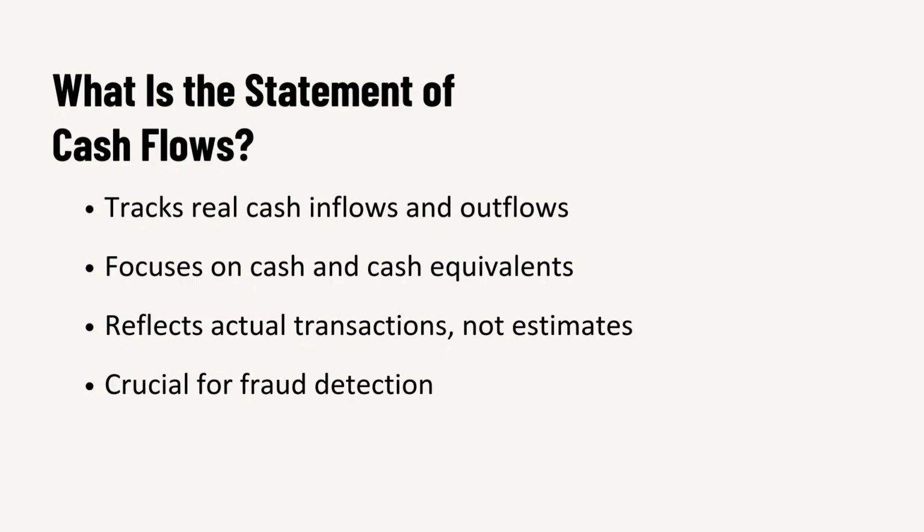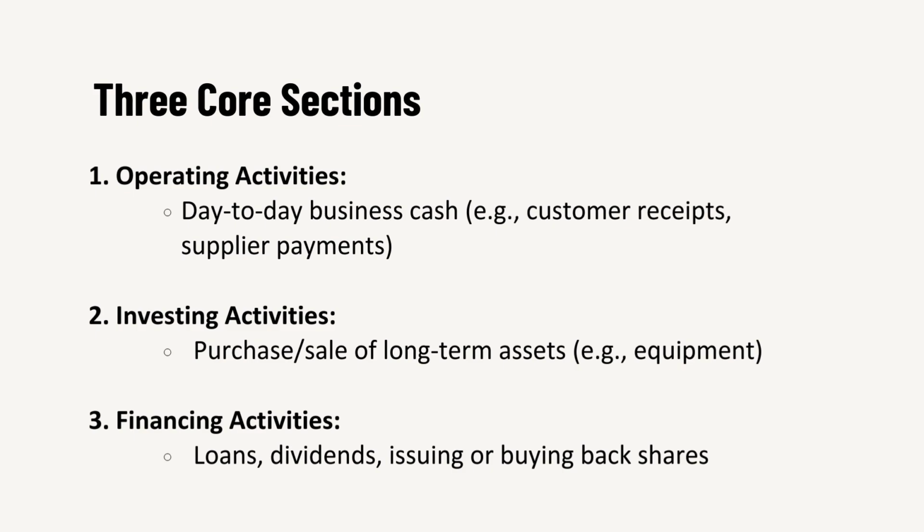It's harder to manipulate. Three sections. You'll see this statement broken into three parts. First, operating activities. This is the day-to-day business. Cash received from customers, payments to suppliers, wages, rent, the basics. Second, investing activities. This includes things like buying or selling assets, maybe property or long-term investments. And third, financing activities. Cash raised through loans, issuing shares, or repaying debt. Each section gives you clues about how the business is really operating.